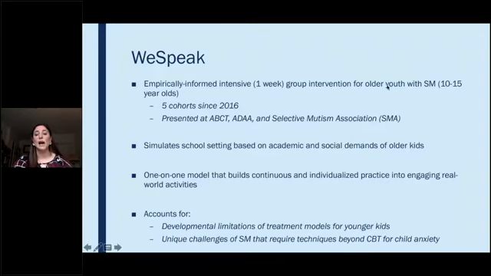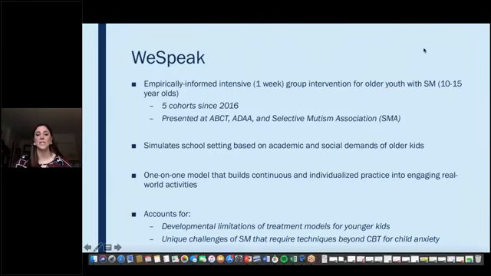We Speak really aims to simulate a school setting based on the academic and social demands of older kids. So in running We Speak, I try to build in every single opportunity that they encounter on a daily basis in school and in their social world at this age, in their preteen and teen age, and incorporate that into the treatment that we're doing. And I try to make it as close as possible to their experiences in school, so that it will be more likely to generalize. It uses the same one-on-one model that builds continuous and individualized practice into engaging real-world activities.